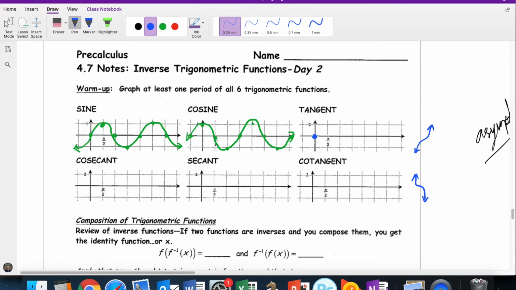So what happens at pi over 2 in the graph of tangent? It actually has an asymptote. At pi over 4, which is right here, tangent is actually at 1. So the graph of tangent actually looks a little bit something like this, with asymptotes at every odd multiple of pi over 2.